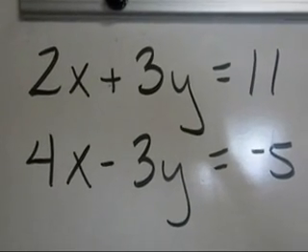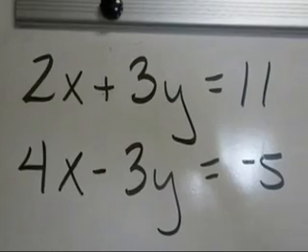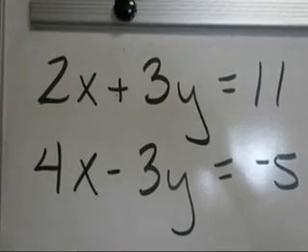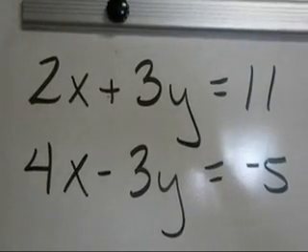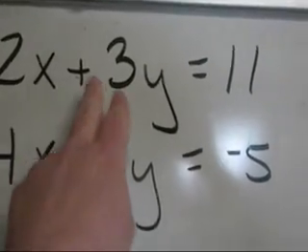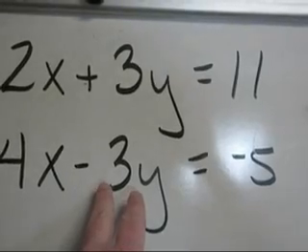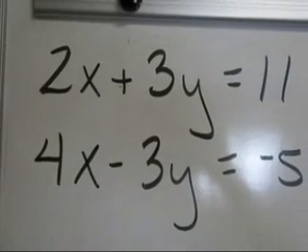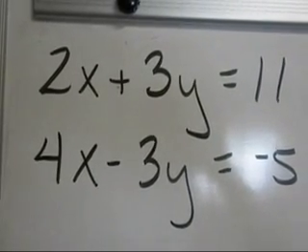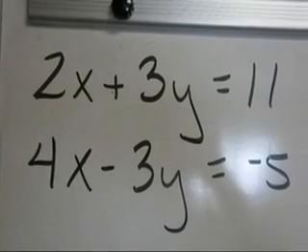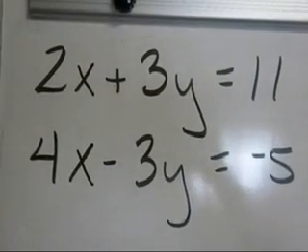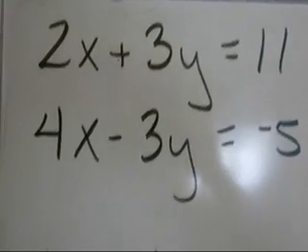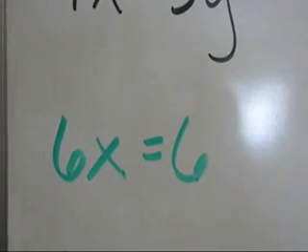This is a set of examples for solving simultaneous equations. When I look at this set of equations, I notice that it is perfectly set up to do the addition or elimination method. The reason why I notice this is I have a positive 3y and a negative 3y, and if I add those two equations together, my y values will cancel out. 2x plus 4x is 6x, 3y plus negative 3y is 0, and 11 plus negative 5 is 6. So when I add those two equations, I'm left with 6x equals 6.